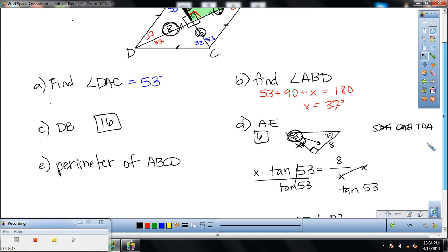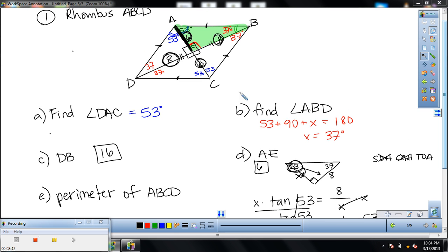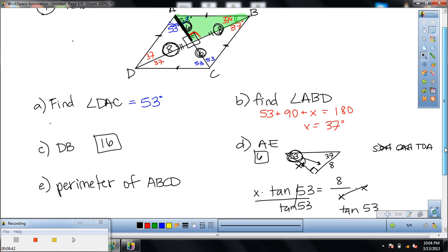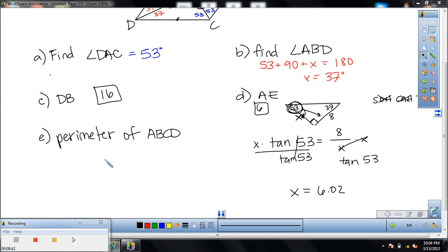Just like we did to find our segment, we can pull one of these right triangles out. And we could say, okay, well, here's a right triangle. I know that this side is 8. I just found that this side is 6. So how can I find this side? Because once I know this side, then I have all the other sides, and I can find the perimeter. So what can I do to find the side?